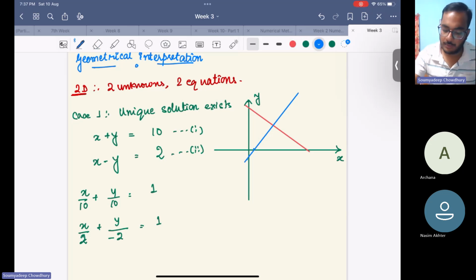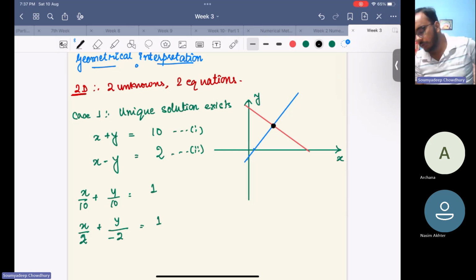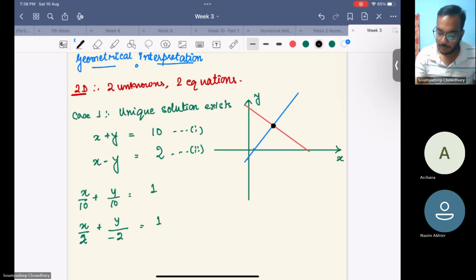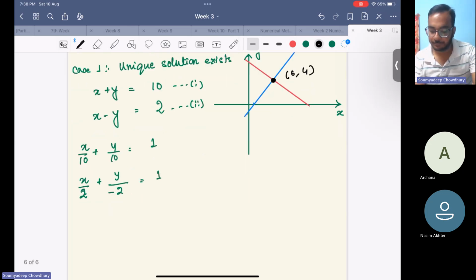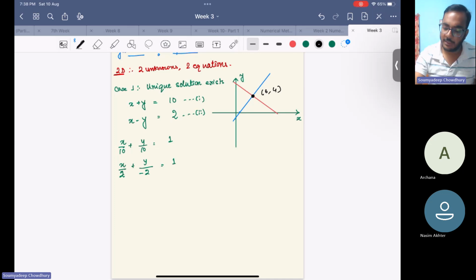So you get an unique intersection point, that is a single point, this one, where these two lines intersect. So this is a unique solution. These two lines, two equations have a unique solution. That is the two lines intersect at a particular point, only one point. So that's why we say that a unique solution exists. Okay. So if you solve these two equations, you will get the coordinates of this point. So it is basically 6, 4. So this is a unique solution, right? Is it clear?